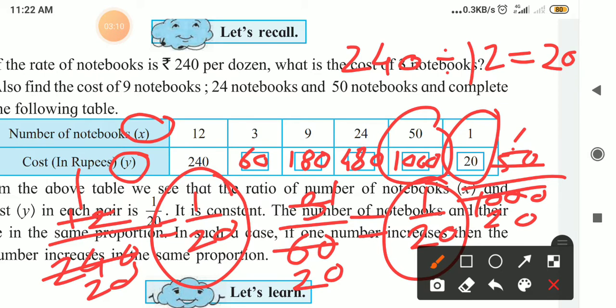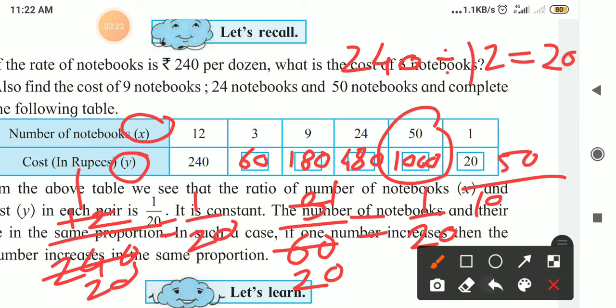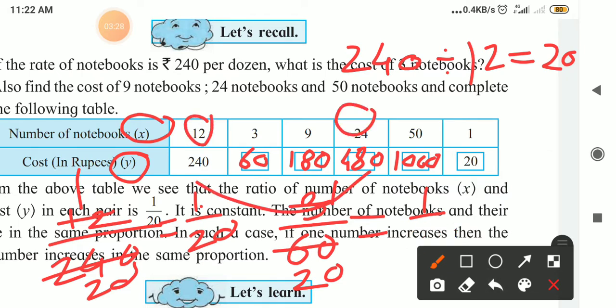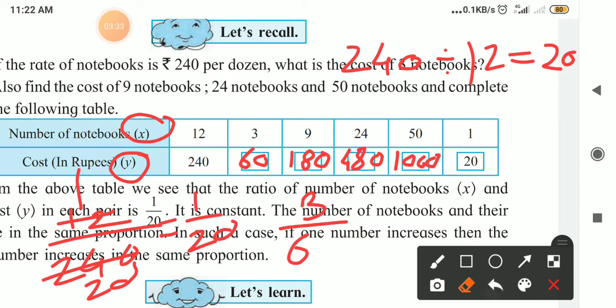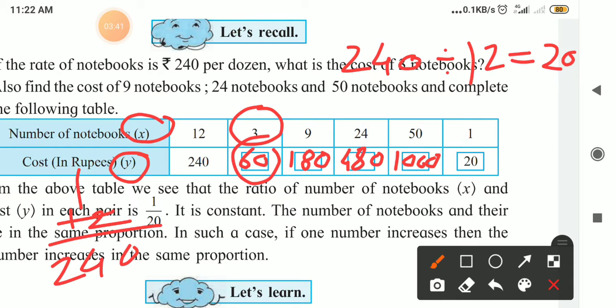In this case, the proportion is the same. In such cases, if the number of notebooks is increased, you will notice that if the number of notebooks increases, see here 12, 24, the cost also increases. Number of notebooks increases, its cost increases. Number of notebooks decreases, its cost decreases. See here, 3 notebooks cost 60 rupees. One notebook costs 20. If we decrease the notebooks, the cost decreases.